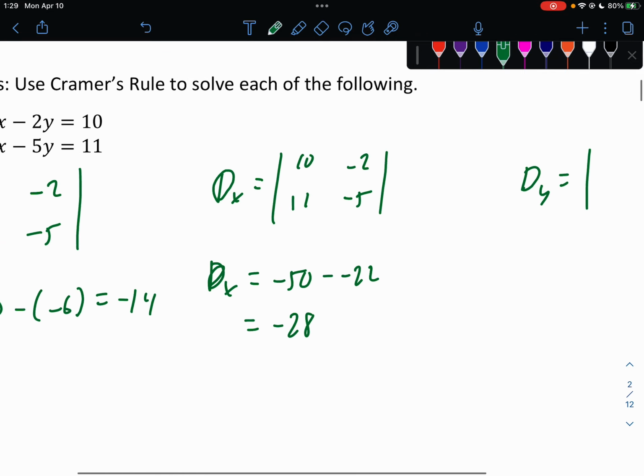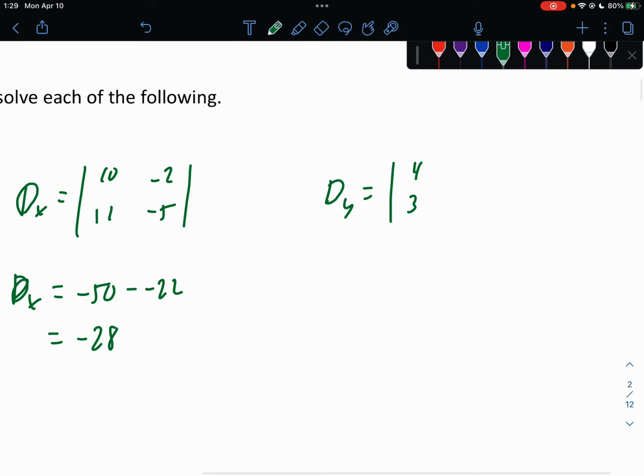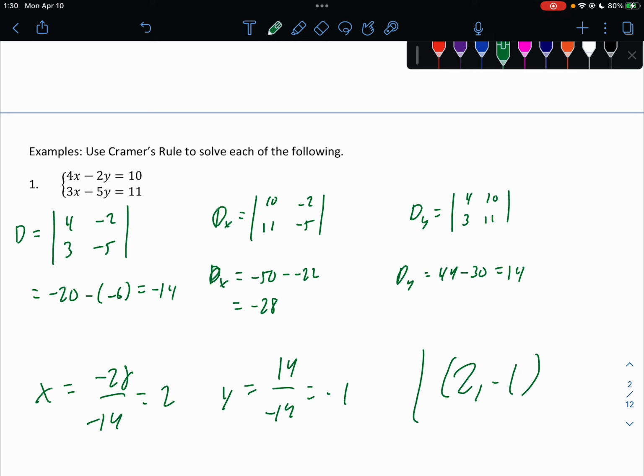And then in terms of our y matrix, we replace our original y's with 10, 11, so 4, 3, 10, 11. We would get 44 minus 30, or 14. So therefore, our answer for x is going to be our dx over our d, which is 2. And our answer for y is going to be our dy over d, which is negative 1. Our answer is 2, negative 1.